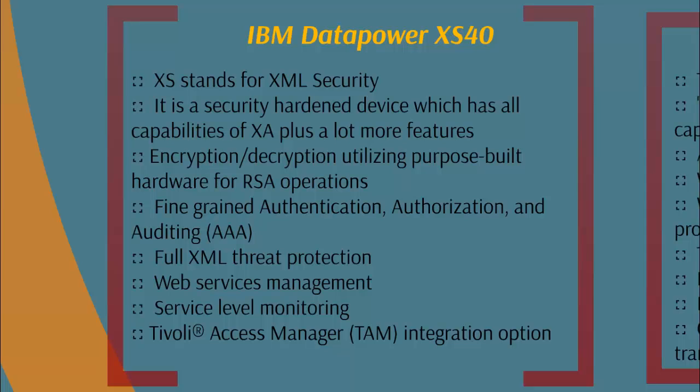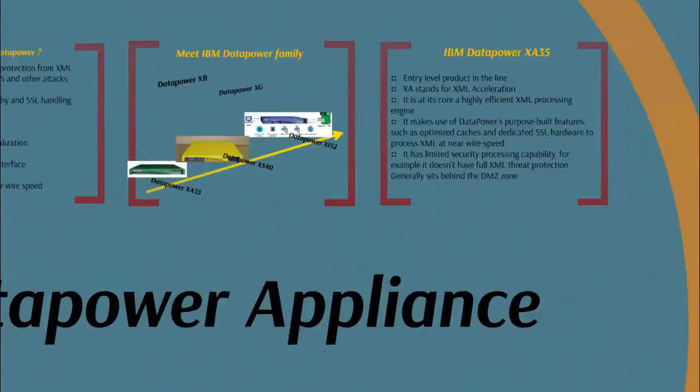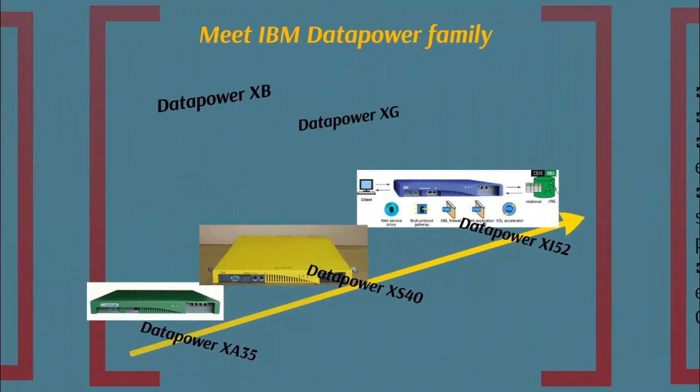Now you may be wondering what is left. I mean, what is there that is not in XS40? So yes, there are some features which are purposefully important for integration purposes, and those features can add a lot of value over what is mentioned here, and those features are present in the XI52 box. So we will talk about it, but let's go back and see. So we have discussed the XS40 box.